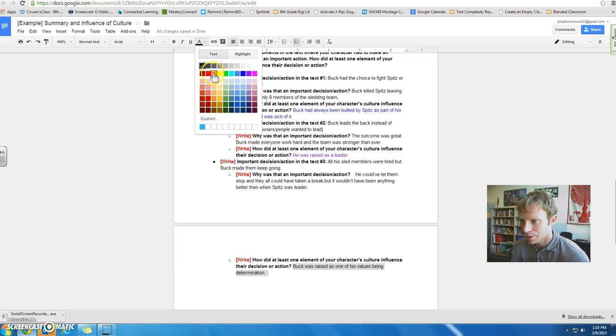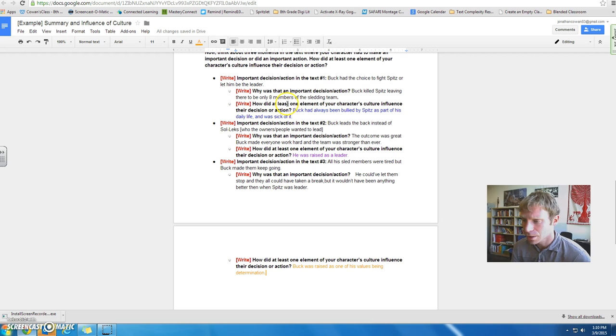So what they did, they identified an important moment in the text. They explained why that moment was important in terms of that character's decision. And then they explained why their culture influenced that decision. So that's how you do this one.